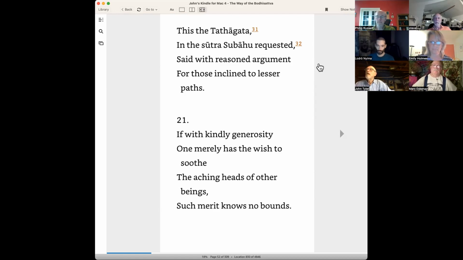If with kindly generosity one merely has the wish to soothe the aching heads of other beings, such merit knows no bounds.